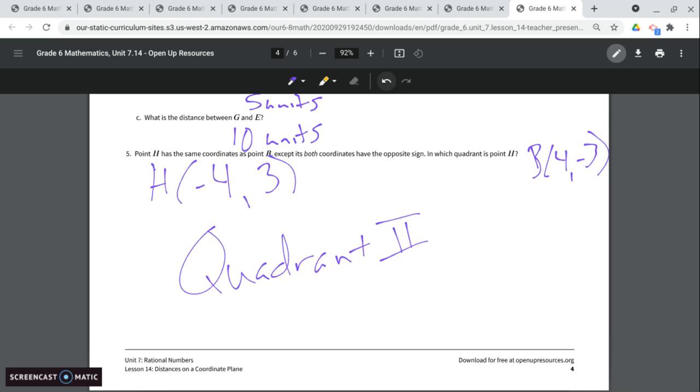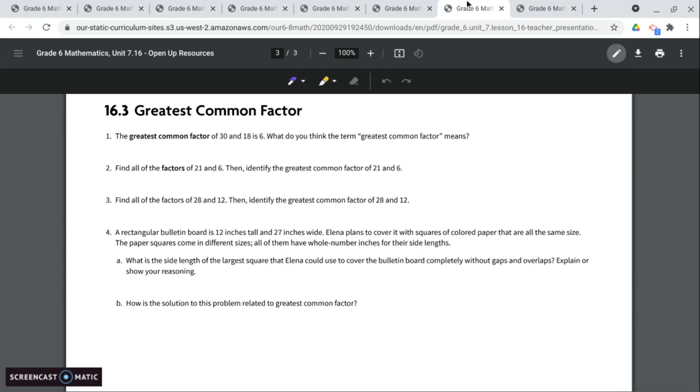So now we're going to jump into our second lesson. So we're looking at the greatest common factor. So the greatest common factor of 30 and 18 is 6. What do you think the term greatest common factor is or means? So what do we think? What does it mean? So it means the largest factor that the numbers share.